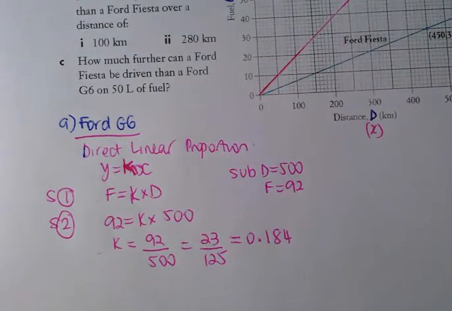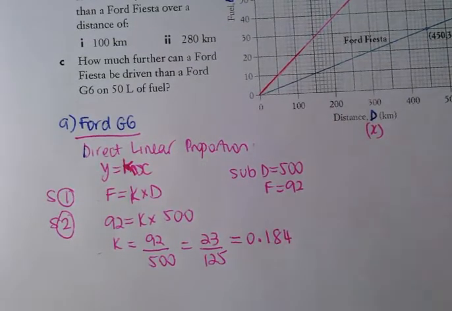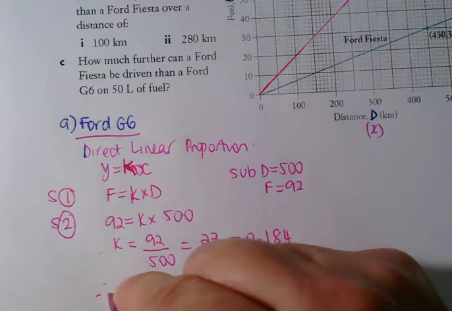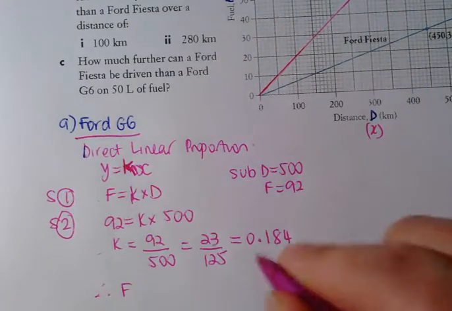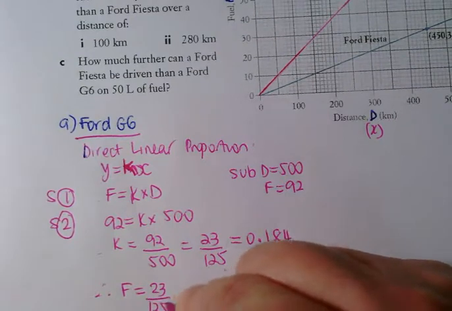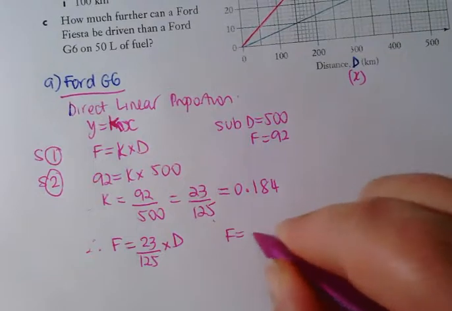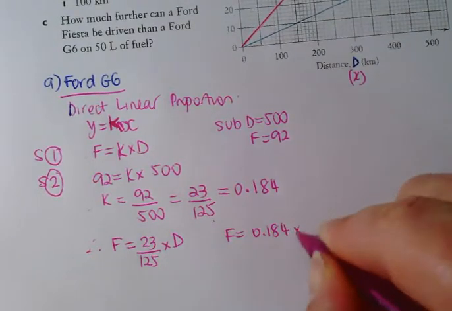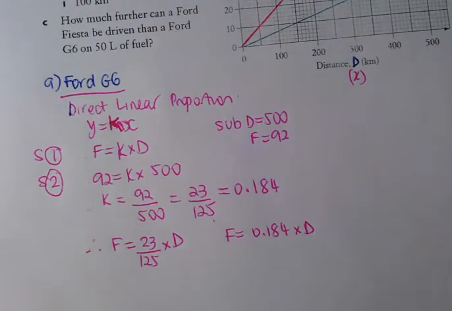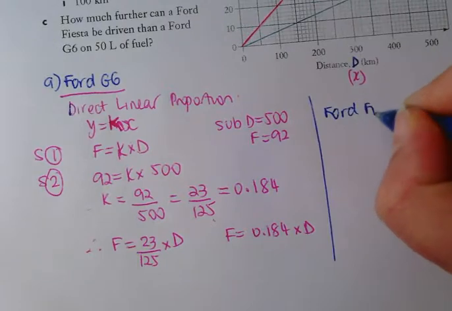You only write it as a decimal if it is a terminating decimal, and it is terminating, it finishes after 3 decimal places. So therefore, our equation is F is K times D, or it's F equals 23 over 125 times D. Or we could write it as F equals 0.184 times D. Either equation is fine. Now, we're going to write the equation for the Ford Fiesta.